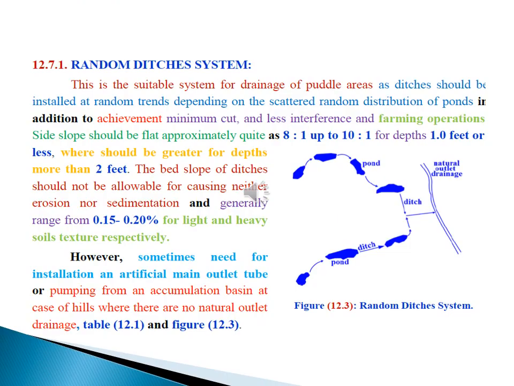Random ditches system. Really, this is a suitable system for drainage of puddle areas, as ditches should be installed in random trends, depending on the scattered random distribution of ponds, in addition to achieving minimum cut and less interference with farming operations, as shown in the enclosed figure.